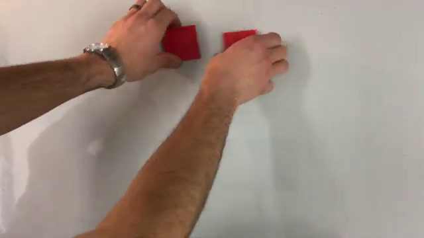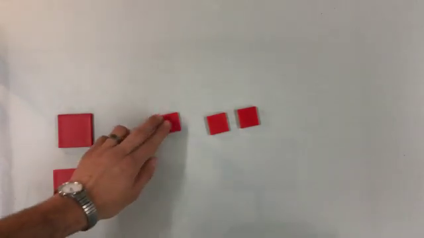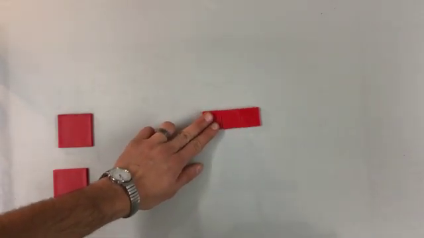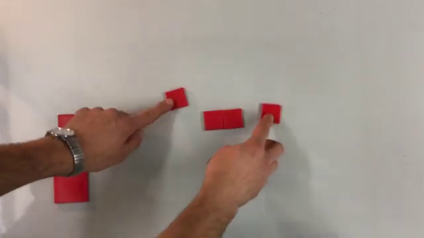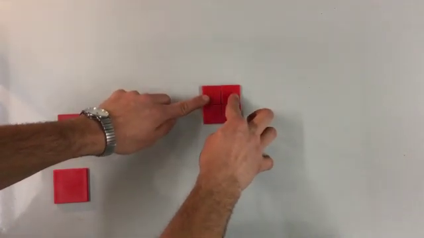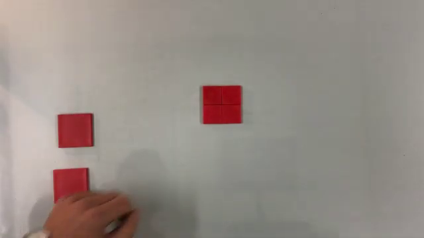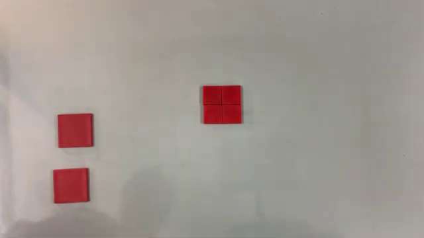You can also do 3 squares. That could make a rectangle as well. 4 squares can make a rectangle. 4 squares could also make another square. And you might remember that from the video on dividing, or not dividing, what was our fancy math word? Partitioning shapes into halves and quarters. So here are 4 squares to make a composite square, a new square.